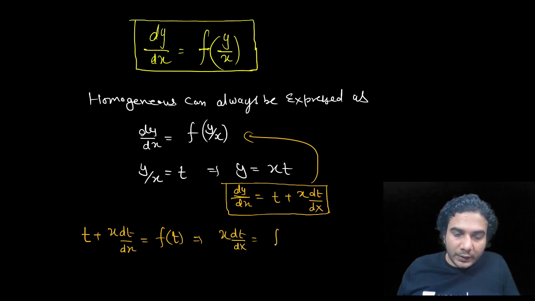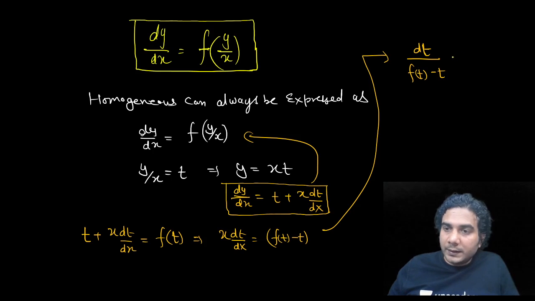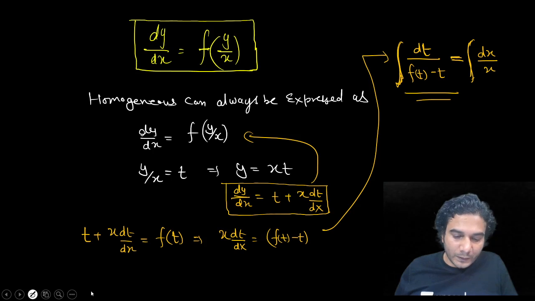x dt by dx is equal to f of t minus t, and now it is going to be dt upon f of t minus t is equal to dx upon x. Now you can integrate it. So in this way you can solve it. I hope it is clear.